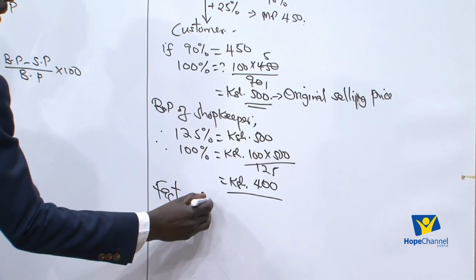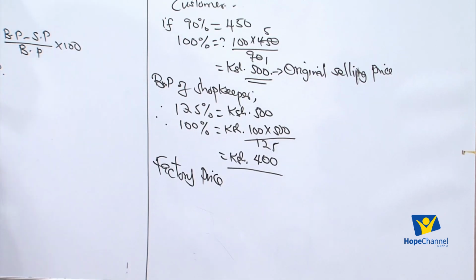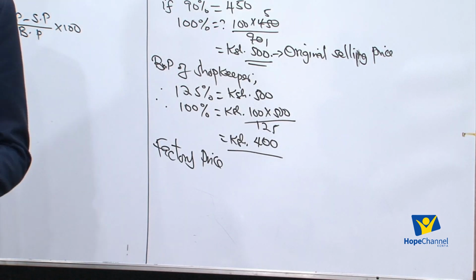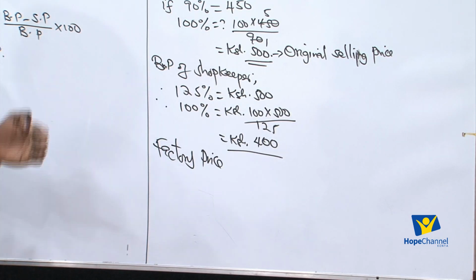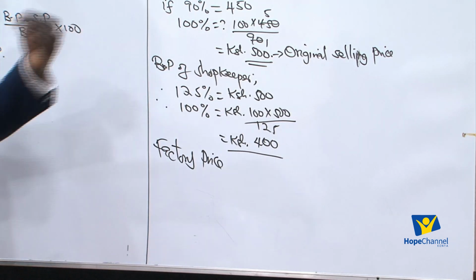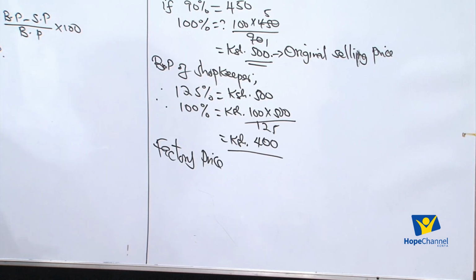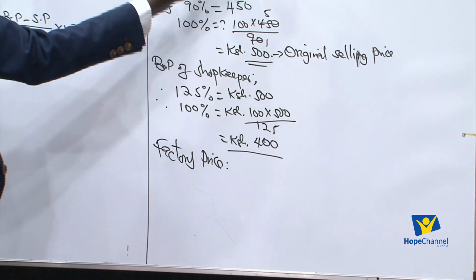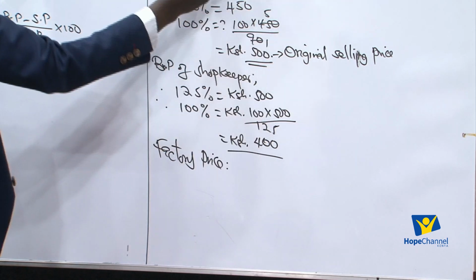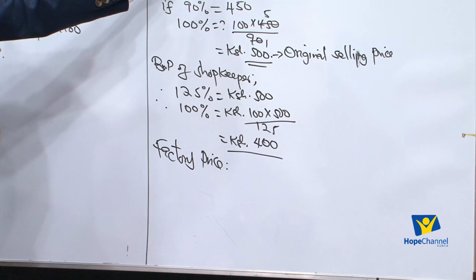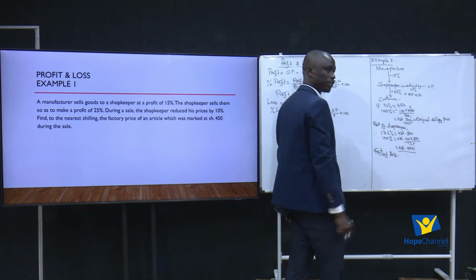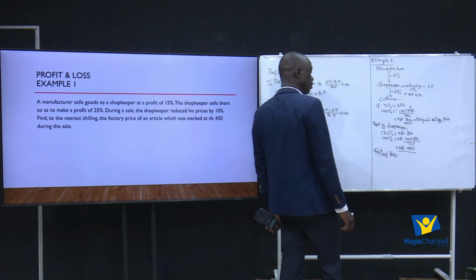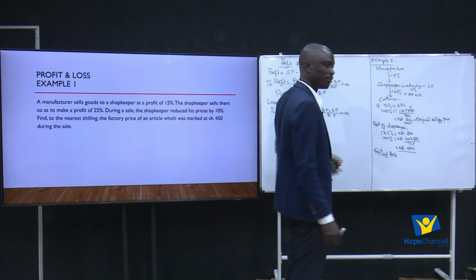So let's go get the factory price. Yeah, so this was a very good question that is giving us a highlight on how we can solve a problem one after the other. So factory price in this case, we say that by selling the item at 400 to the shopkeeper, the manufacturer had made a profit of 15%. So 400 is inclusive of a profit of 15%.